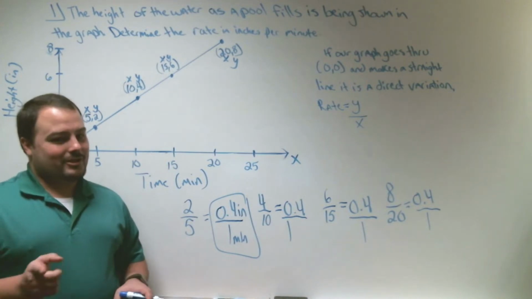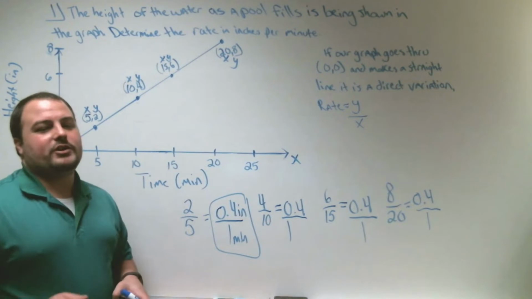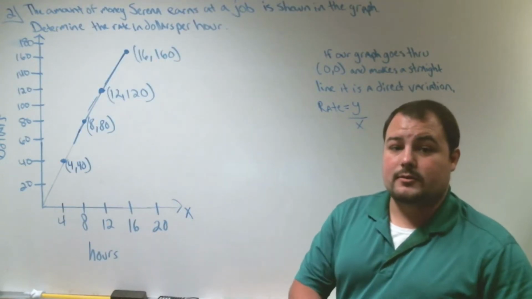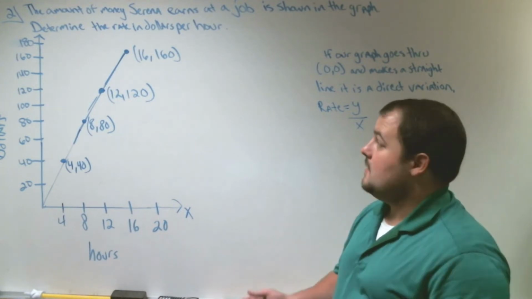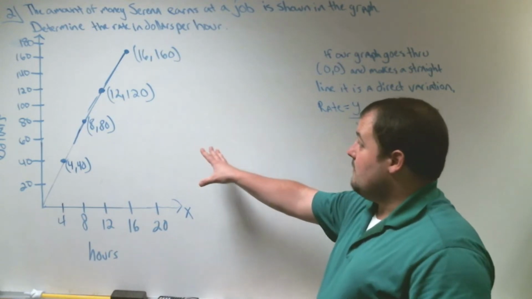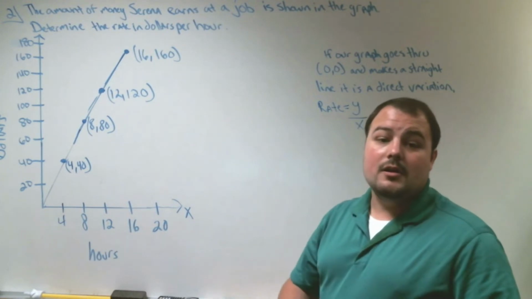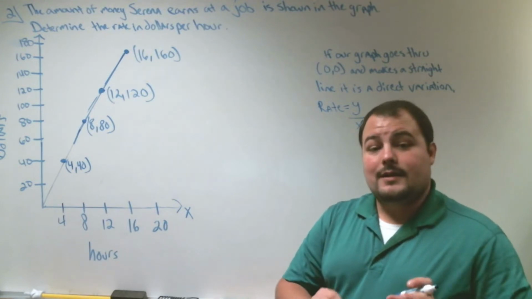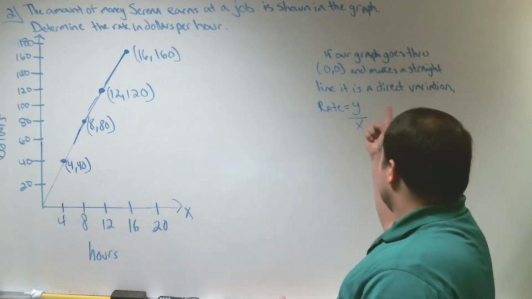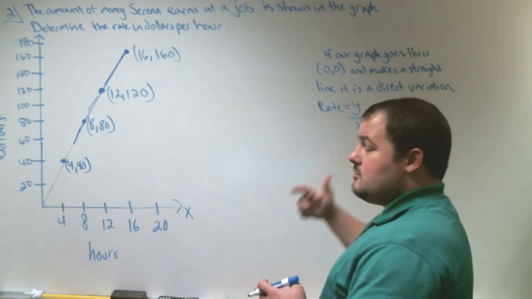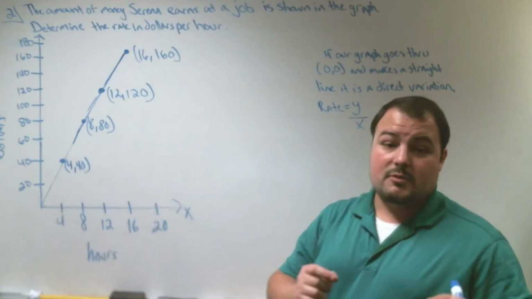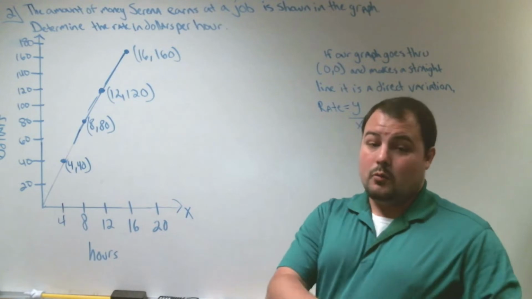Let's go ahead, try another one, and see if we can get a little bit more grasp of what direct variation is. Alright, so for our next example, we're doing the same thing that we just did in the previous problem. It says the amount of money Serena earns at a job is shown on the graph. So there's our graph. Determine the rate in dollars per hour. So looking at this, we can determine that this is a direct variation because if our graph goes through the origin and makes a straight line, it's a direct variation. So our rate, which they're asking us to figure out, is when we take our y value, divide by our x, and we make it a unit rate.